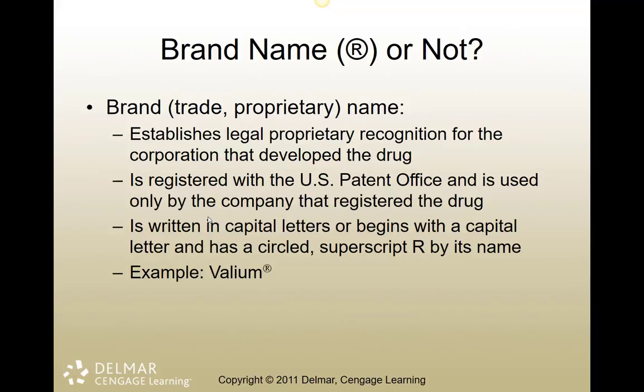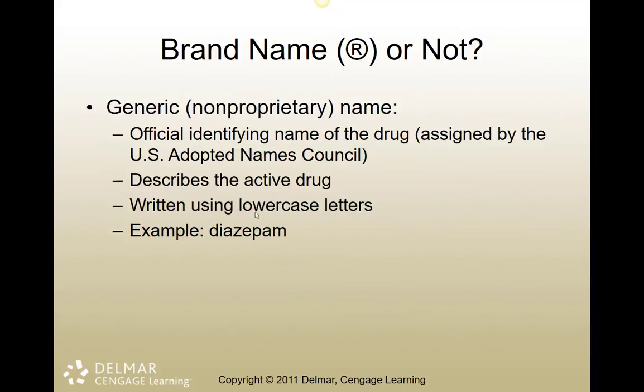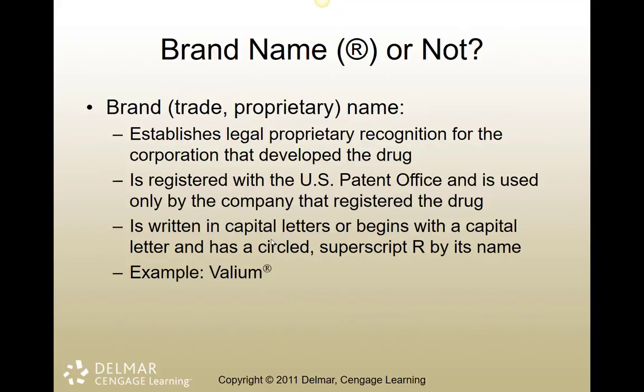Brand name or trade name is a proprietary name, so there's a legal patented right to the use of this name, and it can only be used by the company that holds the patent on it. These are always written with a capital. In this case, diazepam's trade name is Valium, capital V, and it should always have this R with a circle at the end, which means it's a registered patent right. If you're using a generic and it's not the actual label Valium, then you have to call it by the generic name diazepam. You can't call a generic Valium. You can only use Valium for that actual trade brand name.